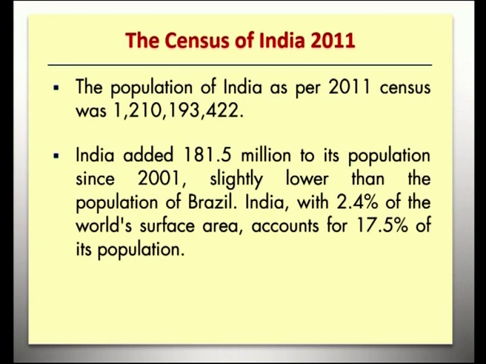We have seen the census of India of 1991 and then 2001. Next is the census of India of 2011. The population of India as per the 2011 census was 1,210,193,422. As discussed, it has already touched 121 crores, and India added 181.5 million to its population since 2001, slightly lower than the population of Brazil. India, with 2.4% of the world's surface area, accounts for 17.5% of its population.